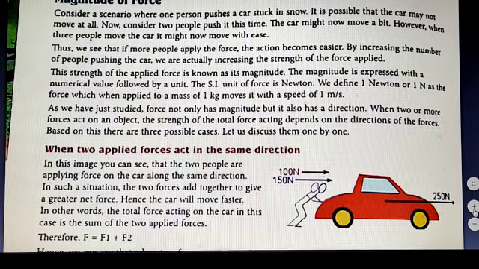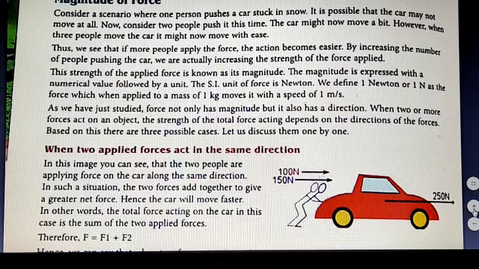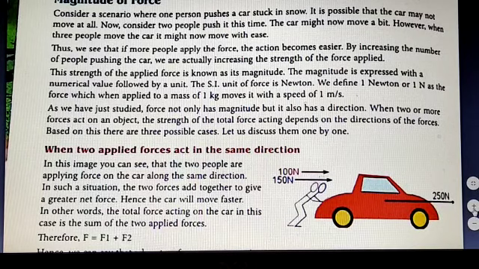Good morning. So, today we'll start from magnitude of force. Now, what is the meaning of the word magnitude? Magnitude actually means resultant force. So, one example is given here.